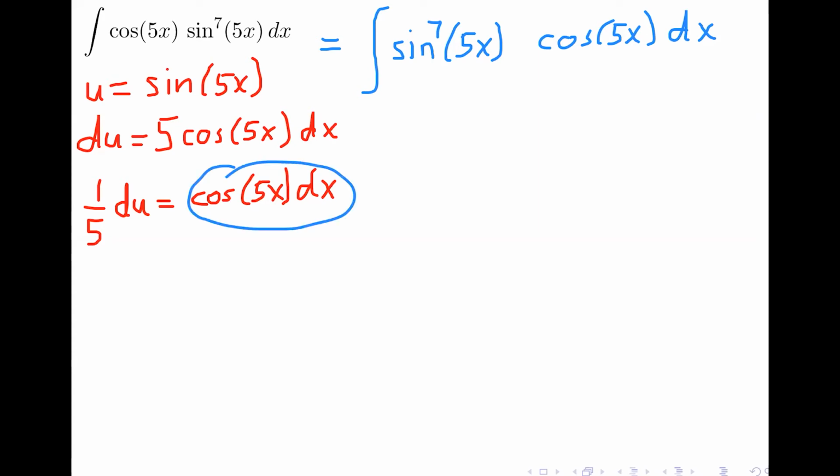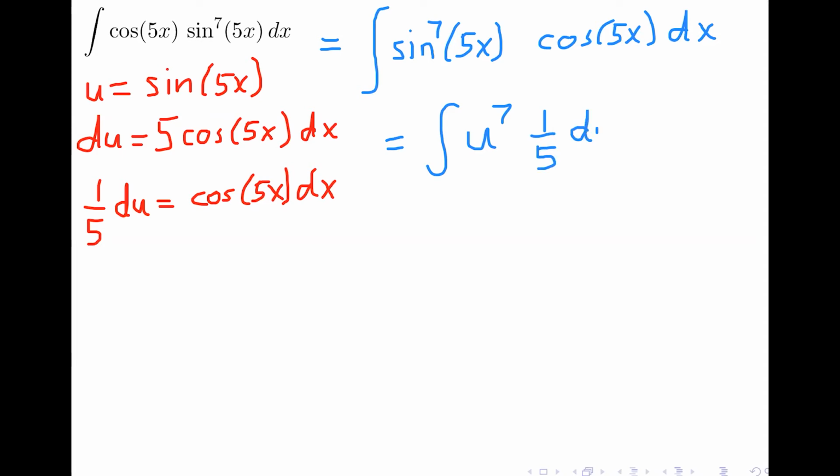So this thing is going to be 1/5 times du, that's going to be up there. And now we have u to the 7th power, that's the sine of 5x raised to the 7th power, times 1/5 du. And what is this?